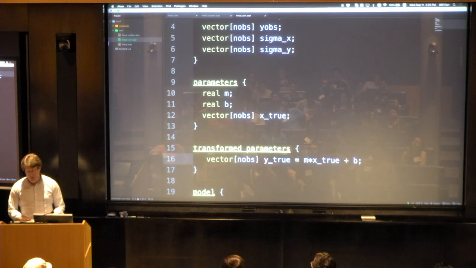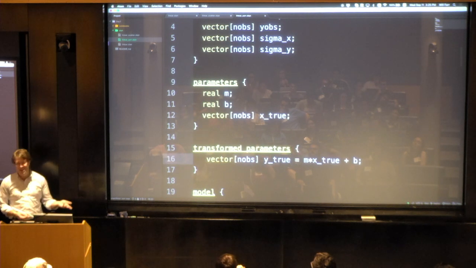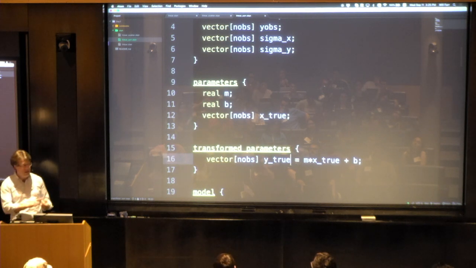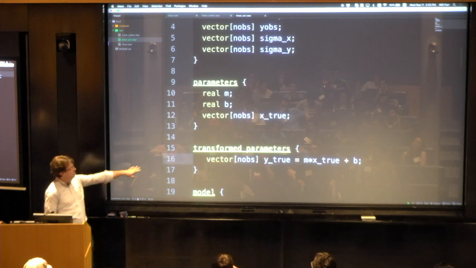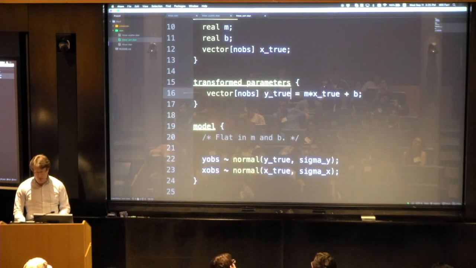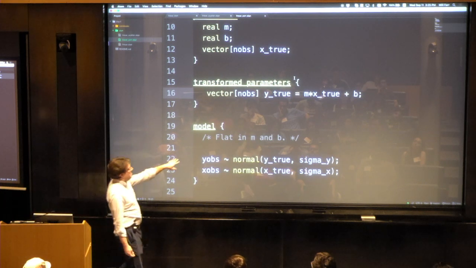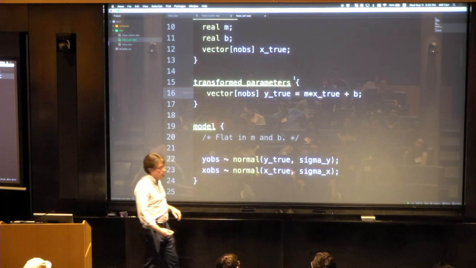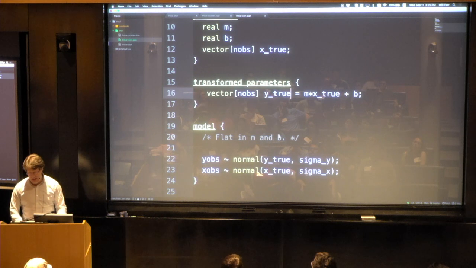Because the relationship between x true and y true is perfect, Stan doesn't sample over y true. If it knows m and b and x true, we're done. So we put y true in the transformed parameters block. And the model is flat, and I should have said flat in m, b, and x true. Let me change that.